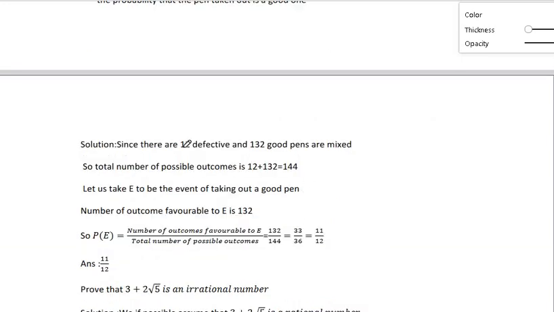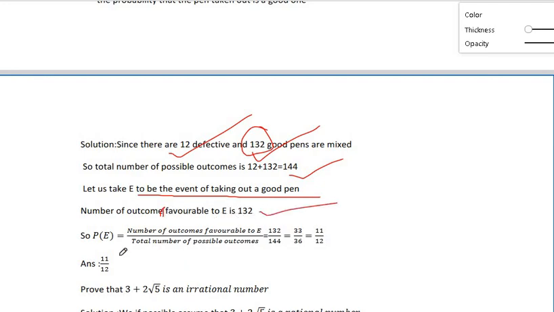So, 12 defective pens and 130 good ones. Total is 144, so the total number of possible outcomes will be 144. Let us take E to be the event of taking out a good pen. Good pens, how many? 132. So the number of outcomes favorable to E is 132.